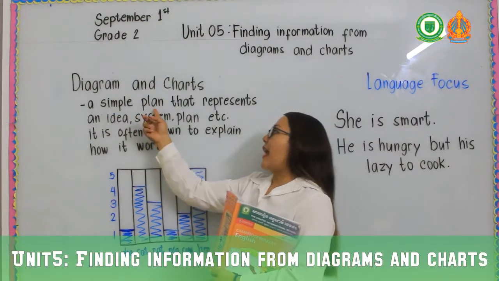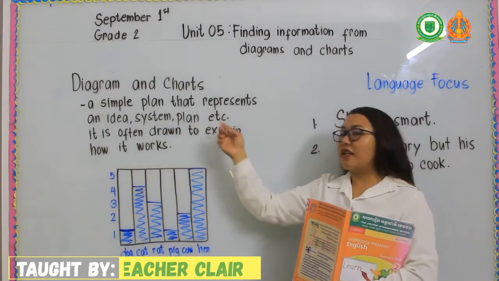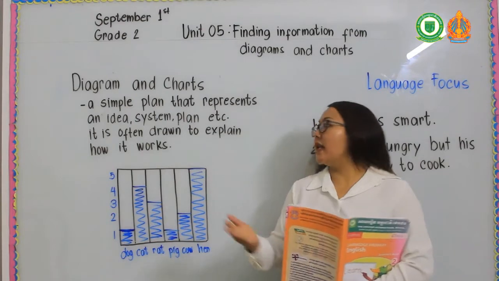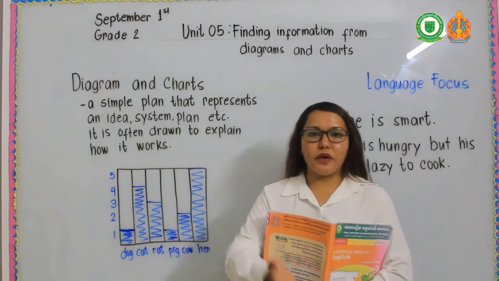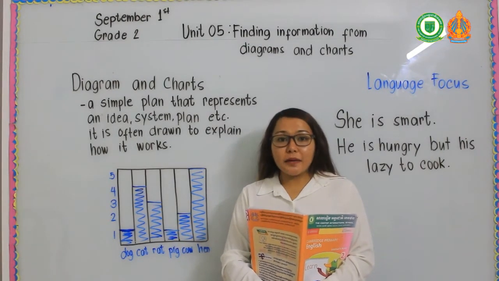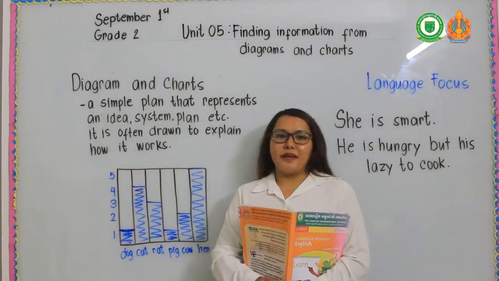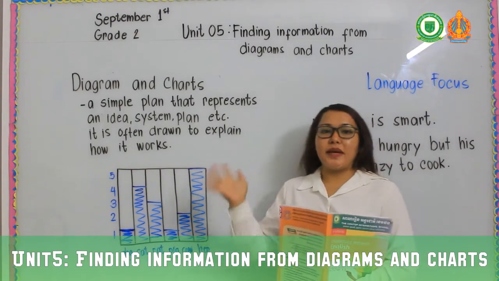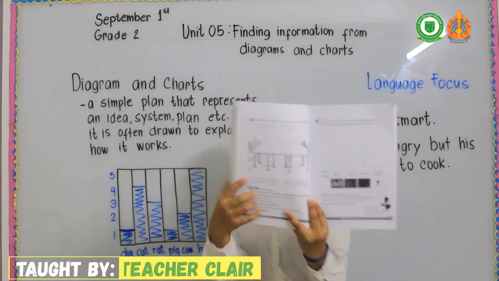A diagram is a simple plan that represents an idea, a system, plan, etc. It is often drawn to explain how it works. Drawn, meaning they show, they are more on visuals. It can be very colorful. It can be made up of shapes, pictures, colors, numbers, many. I will be sending you some more examples of diagrams. So again, this is what we mean by a diagram. This is also an example of a diagram. This one here is also an example of a diagram.